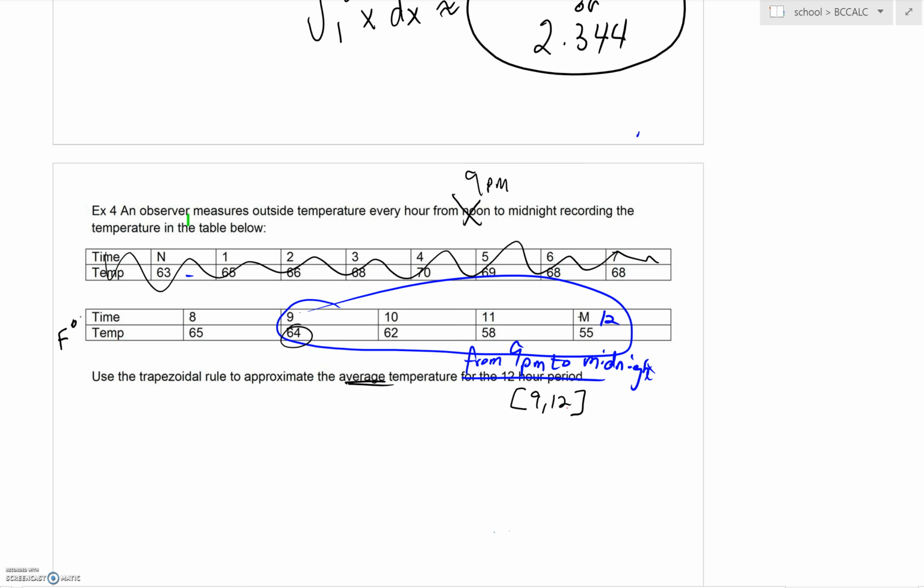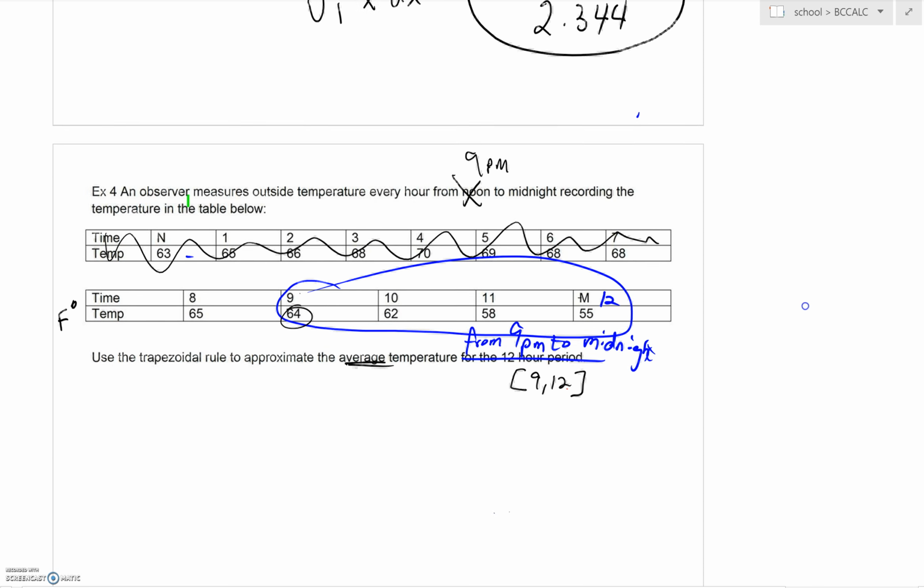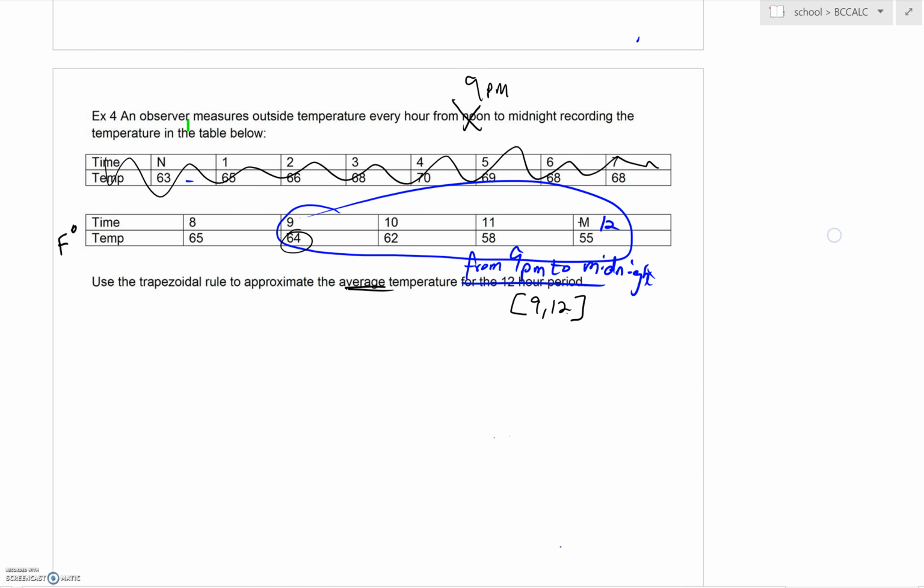At 9 p.m., it's 64 degrees Fahrenheit. 10 o'clock, it drops a little bit down to 62. At 11, we're at 58, and then at 12 midnight, we're at 55 degrees. And we'd like to use the trapezoidal rule to approximate the average temperature from 9 p.m. to midnight. Well, let's go ahead and take care of business here.